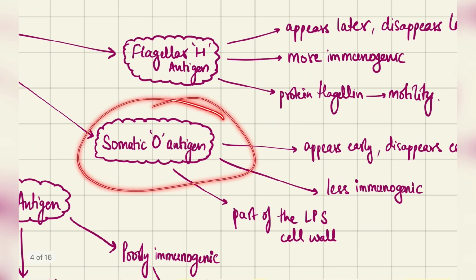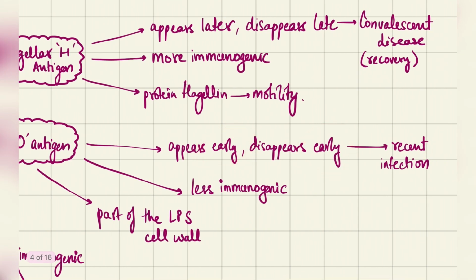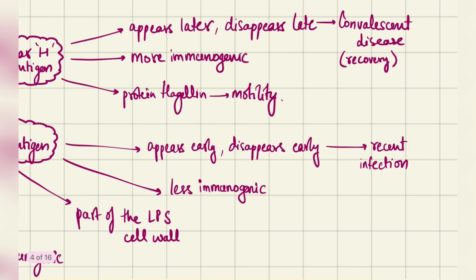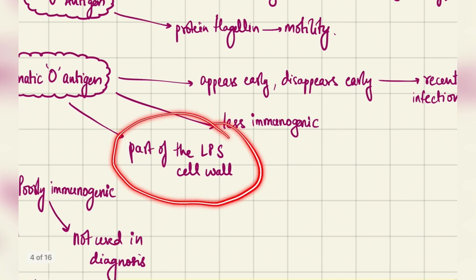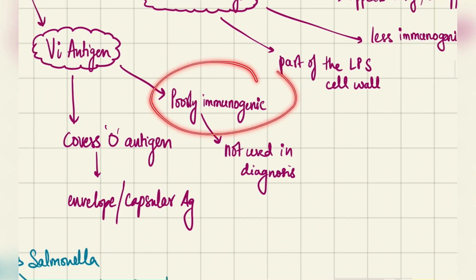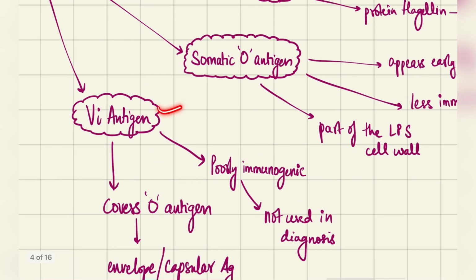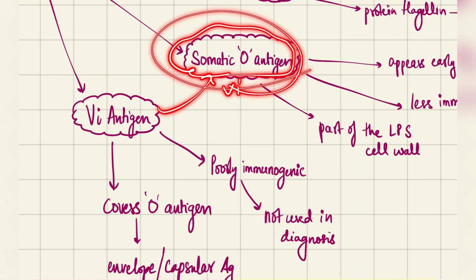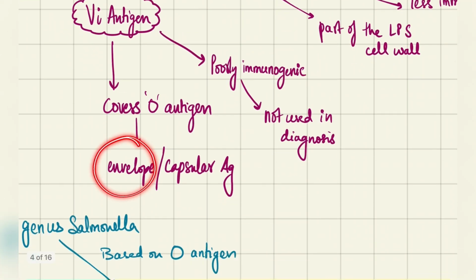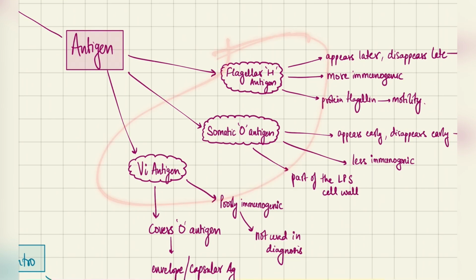That's it. Coming to the somatic or O antigen. It appears early and disappears early, meaning it will indicate recent infection. But it is less immunogenic compared to H antigen, meaning it will be less significant in the lab diagnosis, although it is part of the lipopolysaccharide cell wall. So this was the O antigen. Coming to the final Vi antigen, this is poorly immunogenic, so it will not be used in the lab diagnosis, although it covers the O antigen. Hence it's also known as the envelope or the capsular antigen. That's the only important thing. So we've got the three antigens which are expressed by the Salmonella organism.